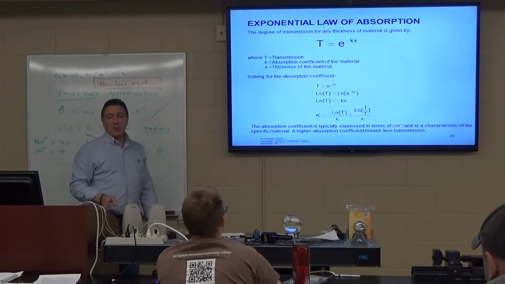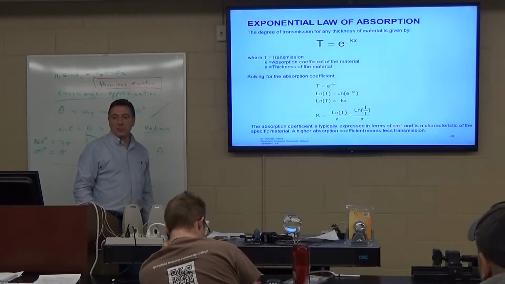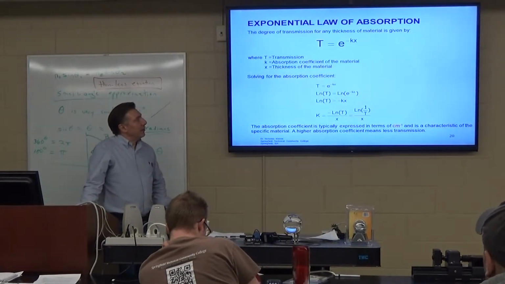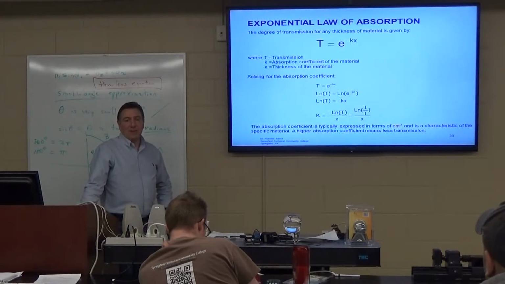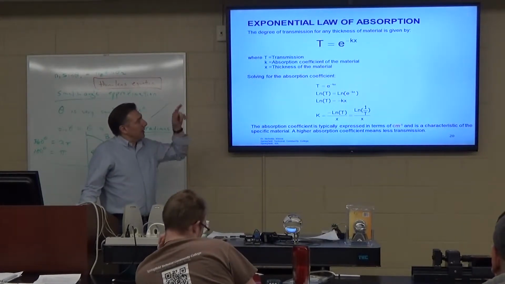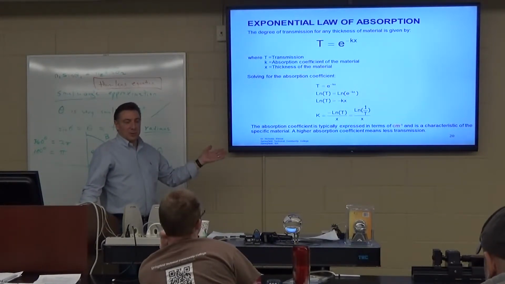T means transmission, how much light is going through. And if you look at those parameters, you have the natural log base e raised to the minus kx. I'm not going to ask you to do this on a test or a quiz, but I want you to know where this comes from. If you look at the equation, e is just the natural log base, it's just a number.